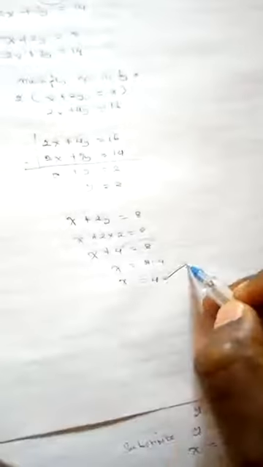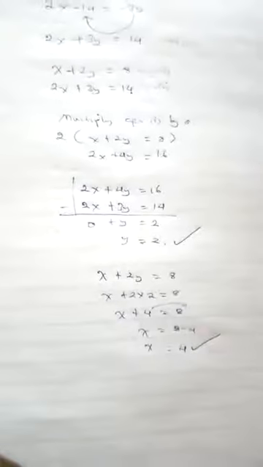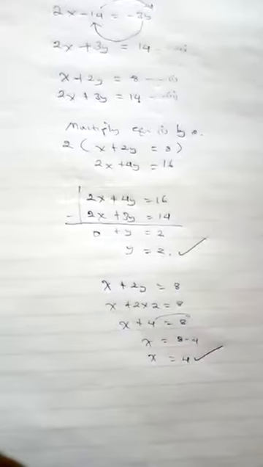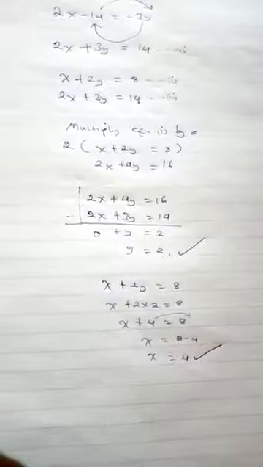So your answer is this and that, and you have finished. Are we together? So that is the elimination method. Next you'll do the exercise and then life continues.